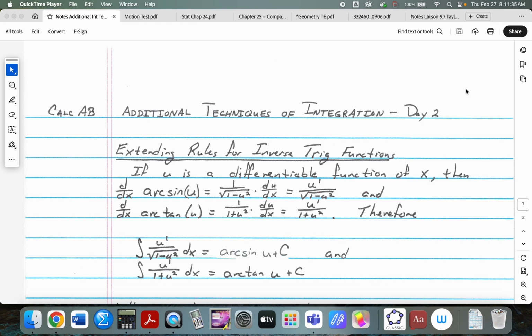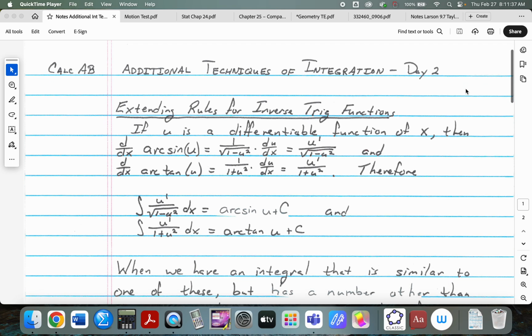Today we're going to look at some other techniques of integration, specifically undoing the arc sine and arc tangent derivatives. Just those two. We don't worry so much about arc secant. It just doesn't come up very often, so we tend to kind of ignore it.